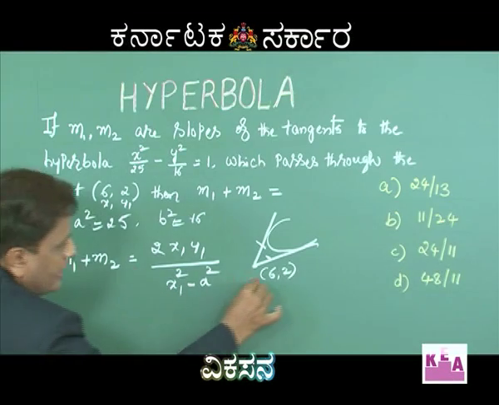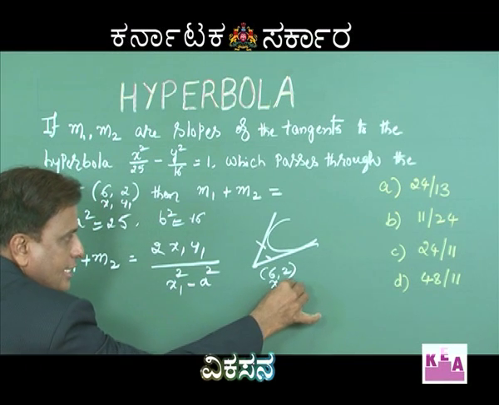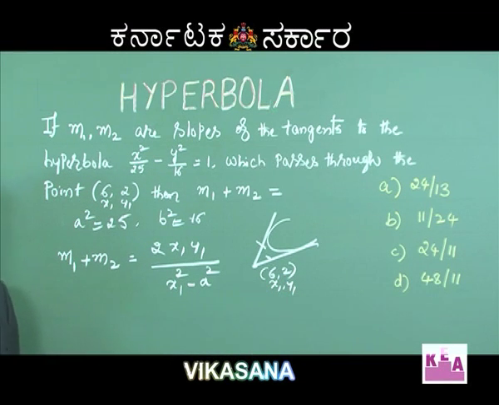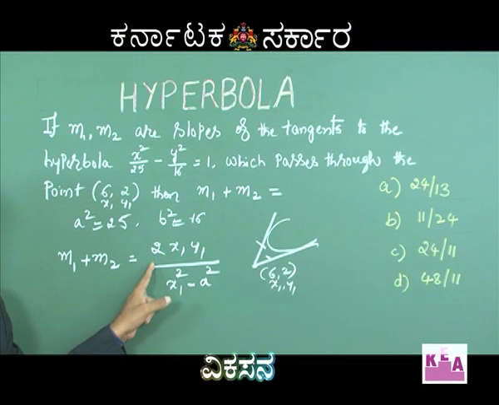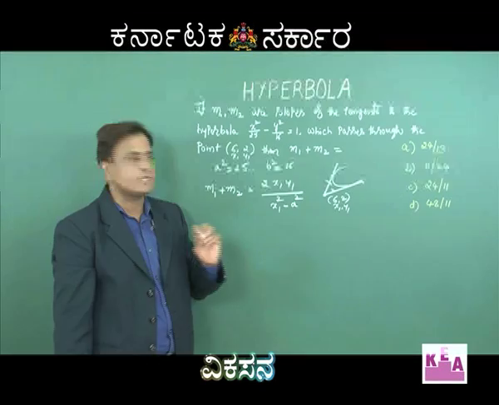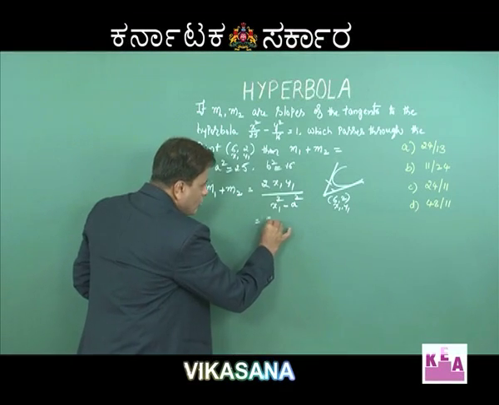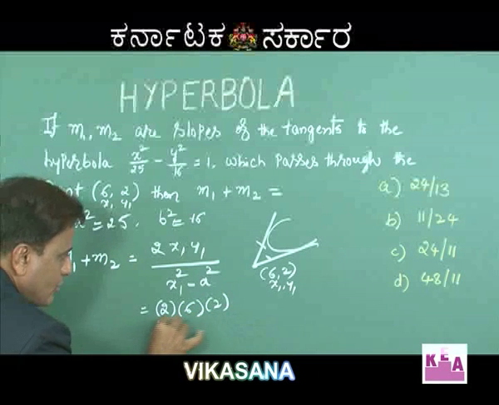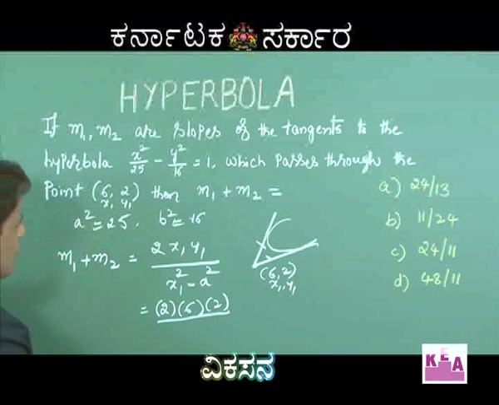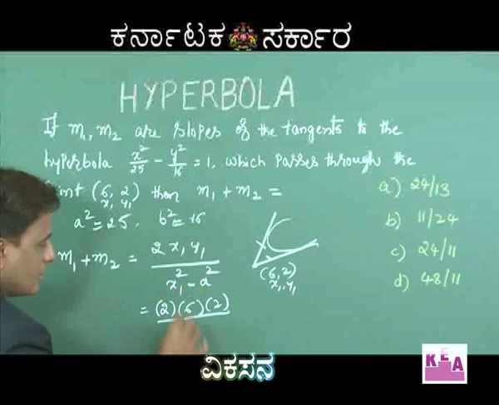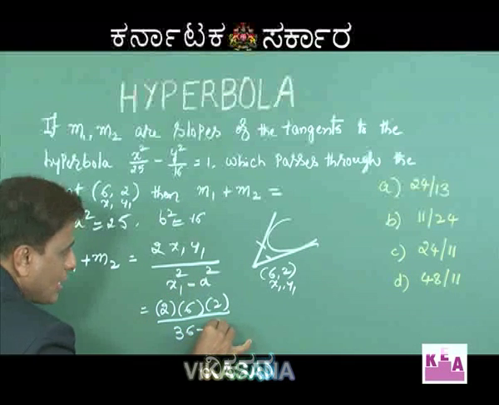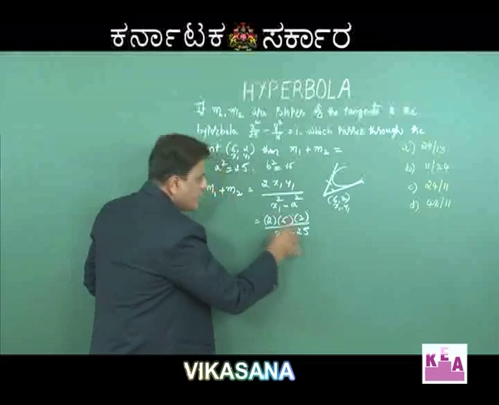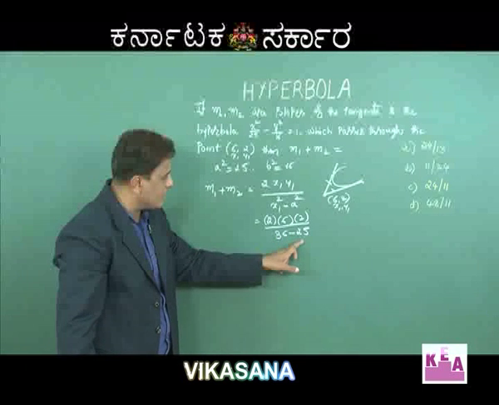But here the point (6, 2) we have taken as x1 comma y1. Once again, the sum of the slopes is equal to the simple rule: 2 times x1 comma y1 upon x1 square minus a square. 2 into, what is x1 here, 6, y1 is 2. What is x1 square? x1 square is 36, minus a square is 25. 36 minus 25, its denominator is 11.